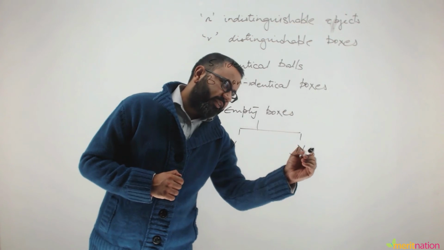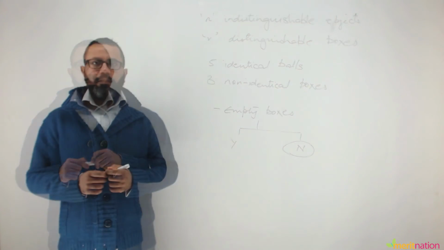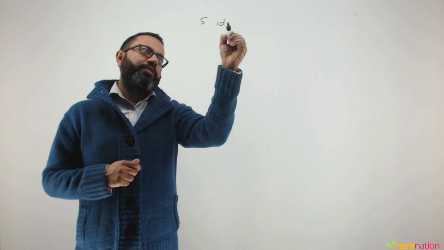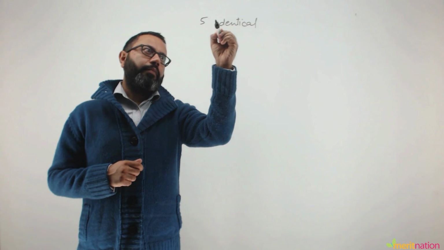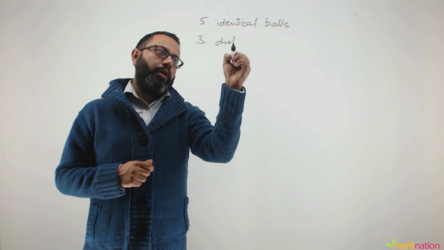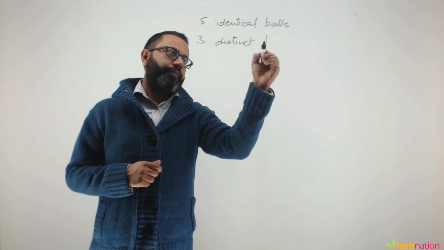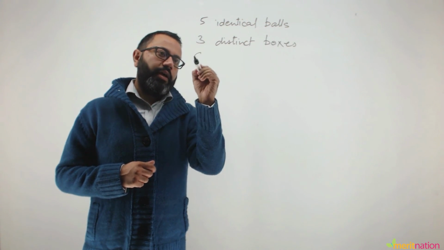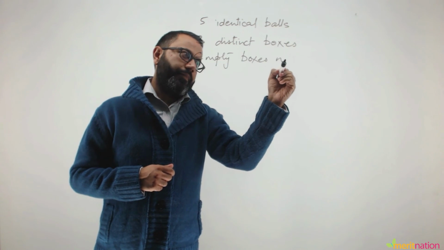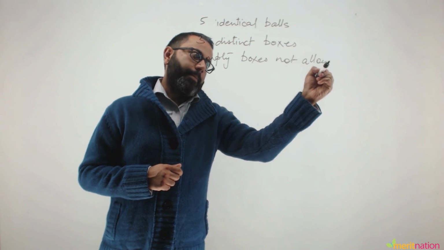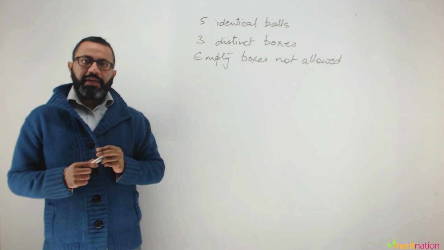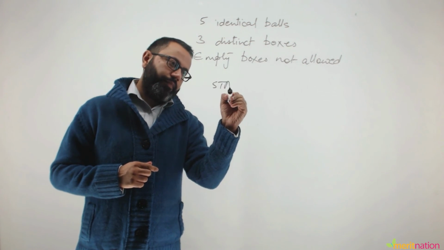Let's start with the simpler case. So here's the case as it stands. We have 5 identical balls. Three distinct boxes, and empty boxes are not allowed. The simplest way of understanding this is a method called stars and bars.